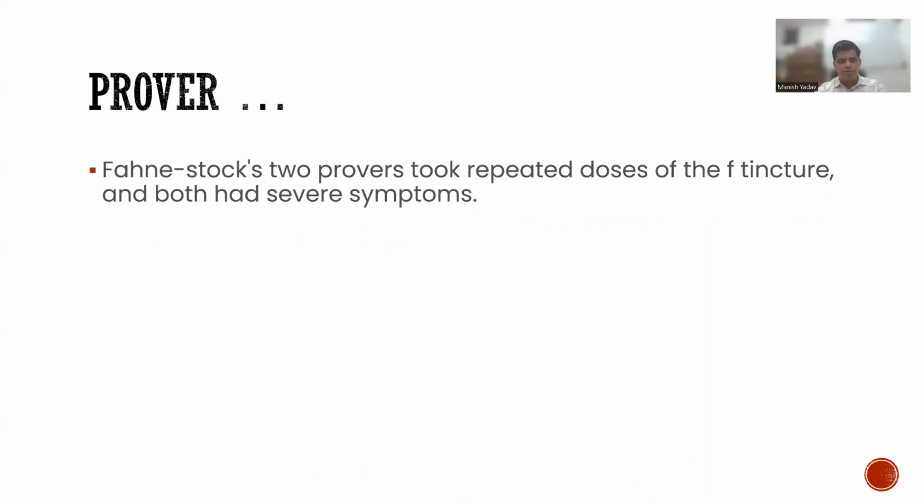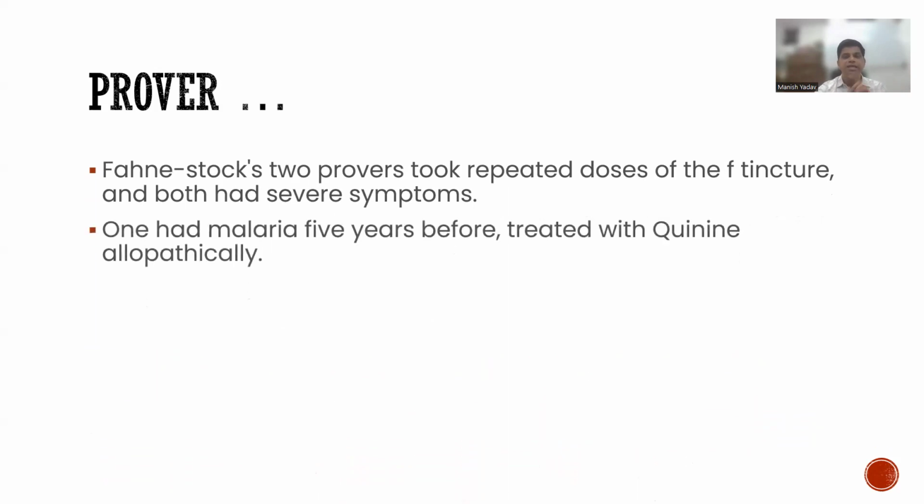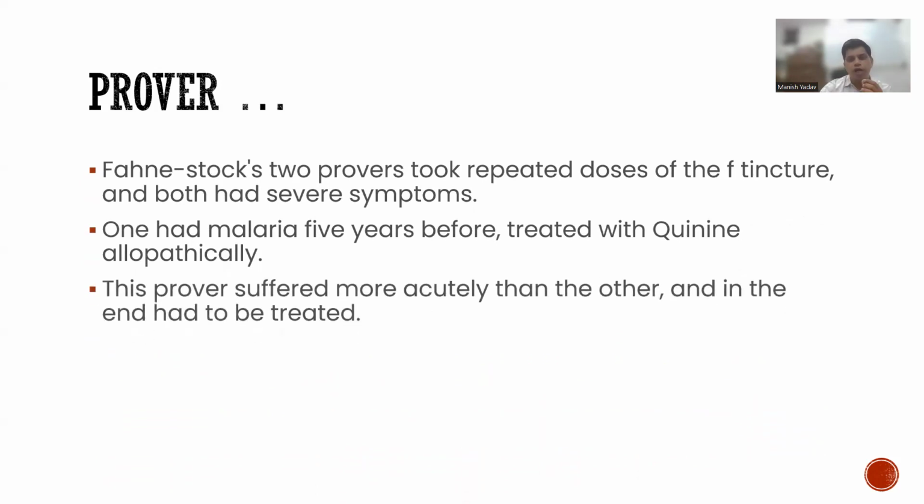There are some proving symptoms. Frank and Stokes, two provers, took repeated doses of this tincture and both had severe symptoms. What are those symptoms? One had malaria 5 years before, treated with quinine allopathically. The prover suffered more acutely than the other, and in the end had to be treated. Okay. So out of them, one had malaria 5 years before, which was treated allopathically. Now this person who had malaria suffered, his malaria symptoms increased. He got chills. It became so bad that he had to be given another remedy to remove that.